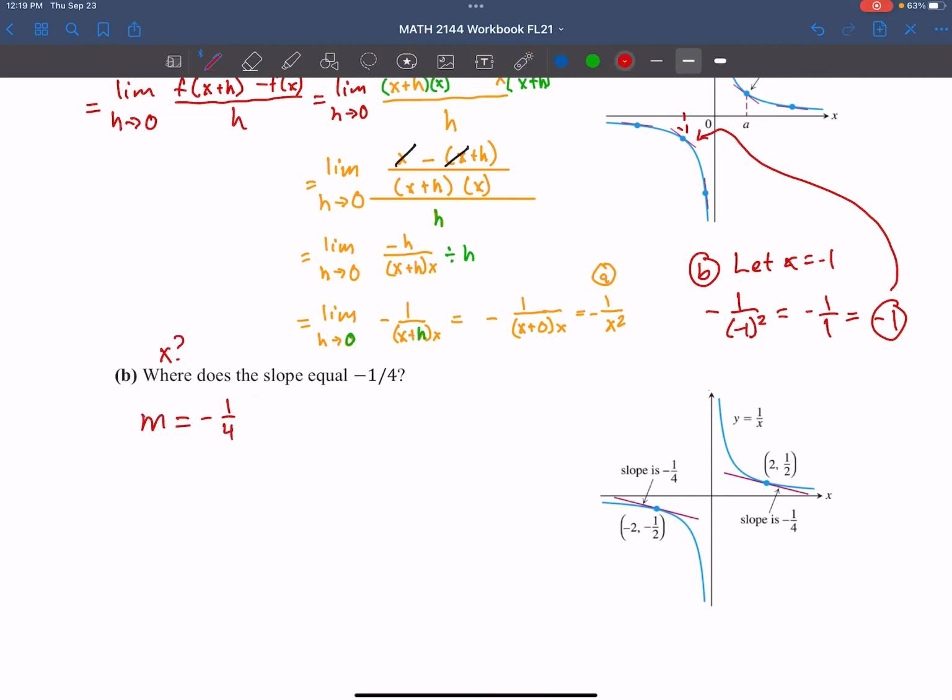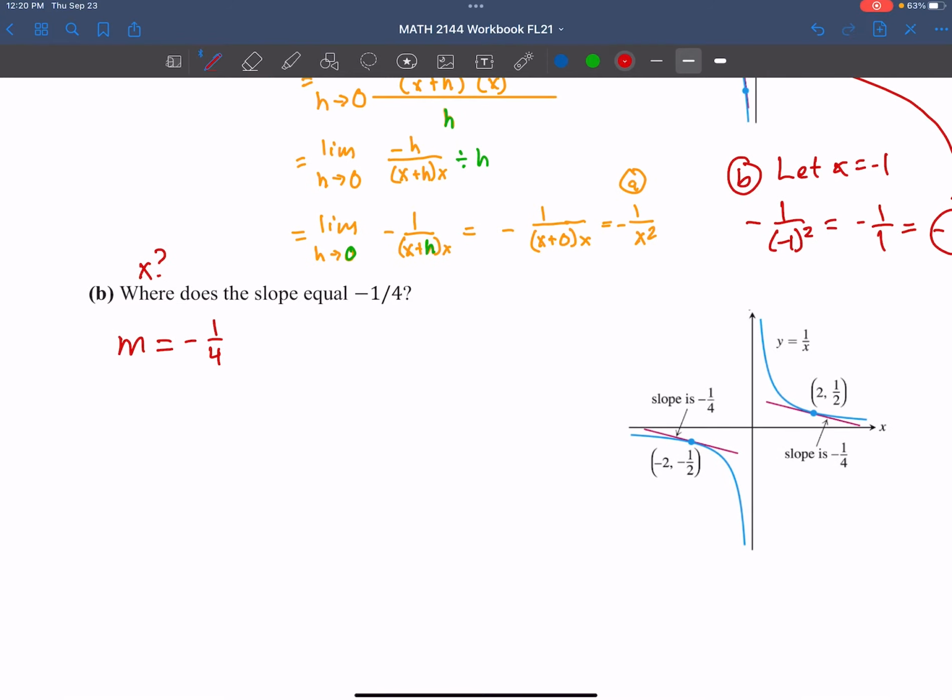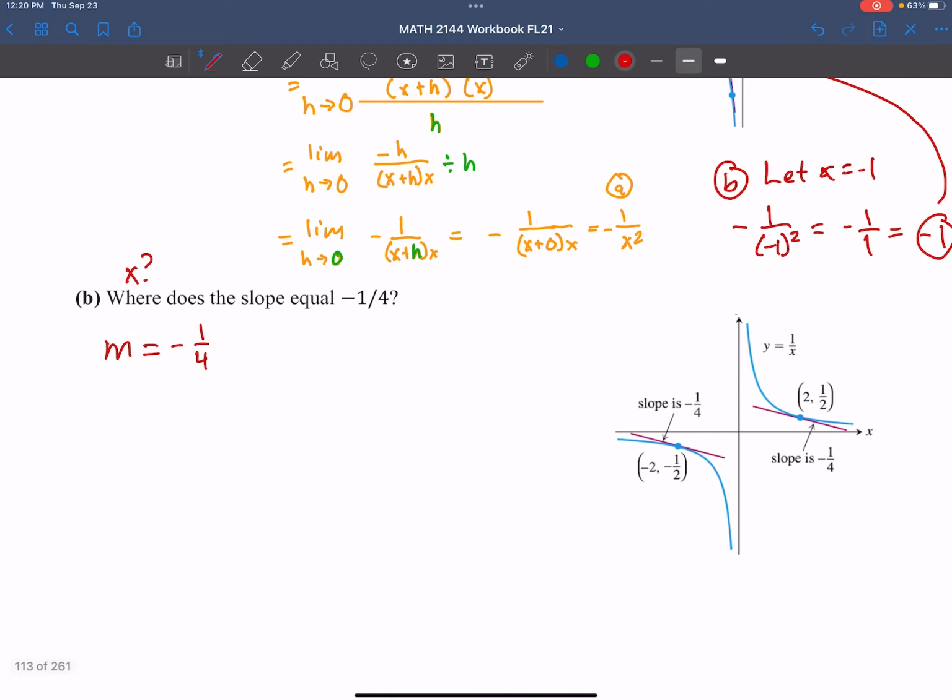Where is the x value? So how do I do that? Remember, this thing right here is what m is equal to. So this is to figure this one out. You have -1 over x squared equal to -1/4. When you solve this, again, you could cross multiply, reciprocate. This ends up with x squared equal to 4. And then when you take the square root, you get x is equal to plus or minus 2.